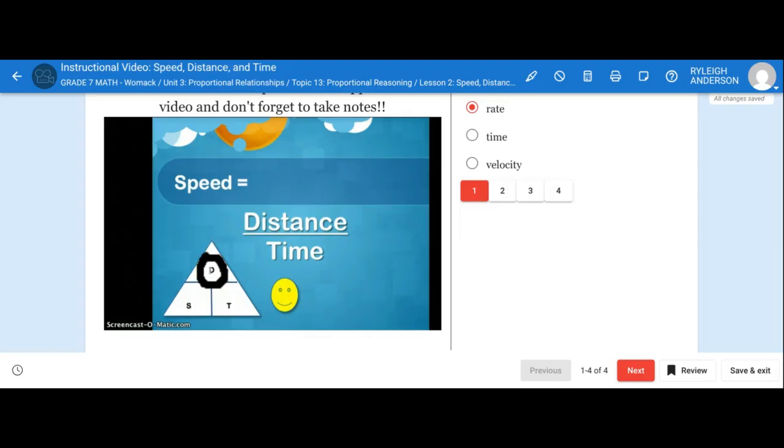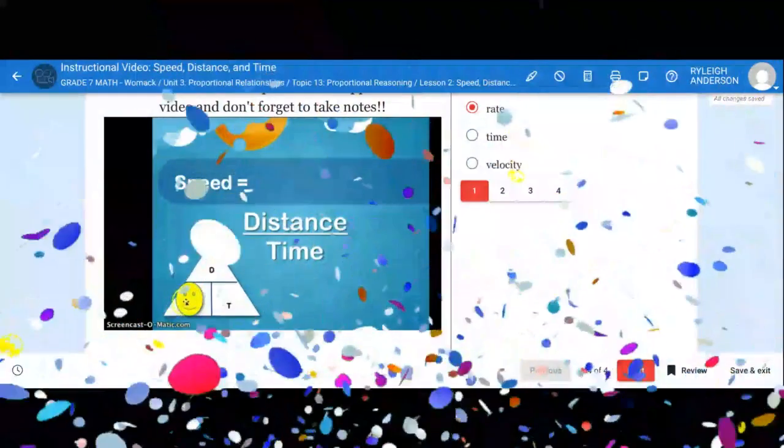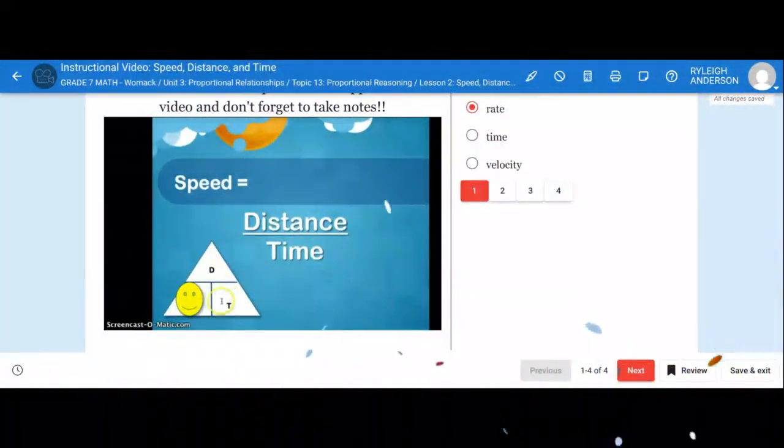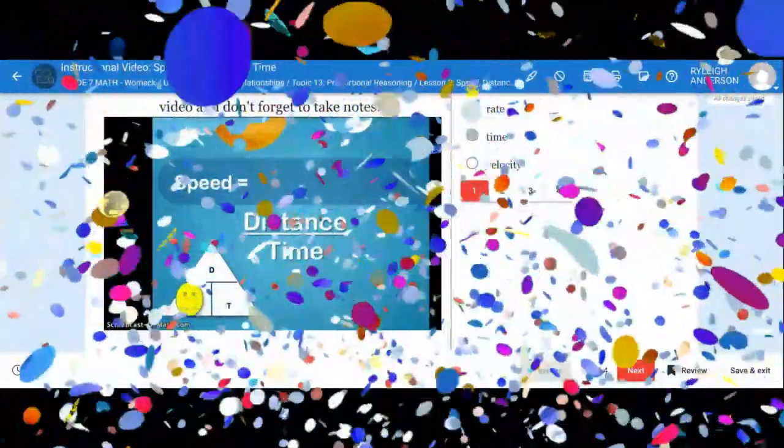So what I do with this triangle, teaching you how to use it, if you're looking for speed, is I cover up S for speed. You can just cover it up with your hand on your notebook if you'd like. And that tells you the formula: distance over time. Distance over time is for speed. We'll do some more examples, so hopefully this makes more sense.